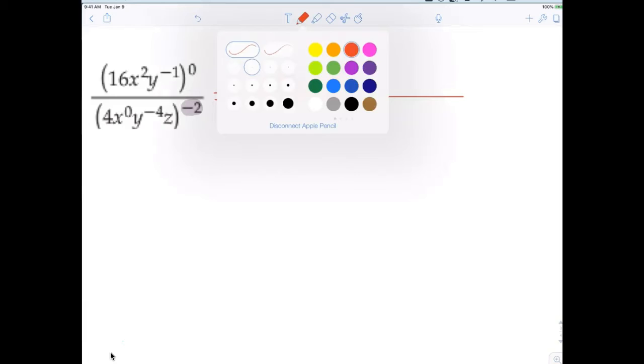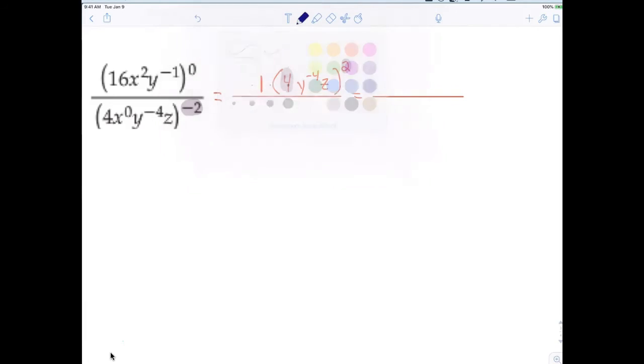So here we go. This would be 16 y to the what? Y to the 16. No. You multiply. Power to power, you're multiplying. So that would be 8. Y to the what? Y to the -8. Y to the -8. And then z to the 6. Oh wait, no, z to the second.